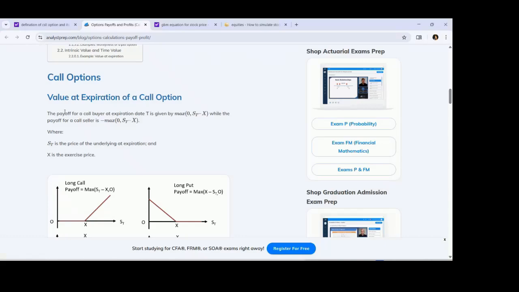As you might be aware, even if you are not aware, a call option basically gives a buyer an option to buy a particular underlying at a pre-decided strike price at the option expiry, and the payoff of the buyer is given by max of 0, ST minus X, while the payoff of the call seller is minus max of 0, ST minus X.